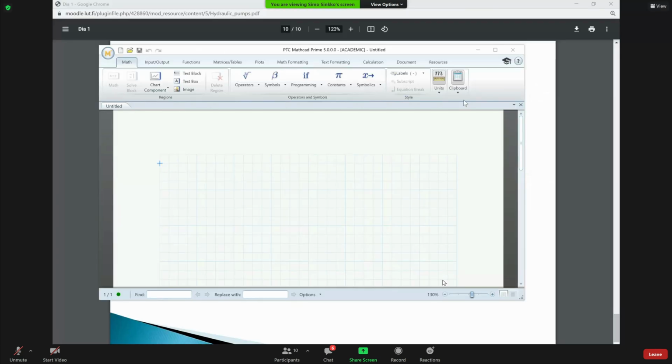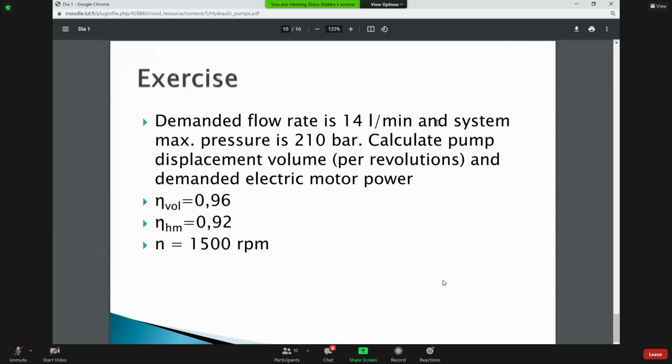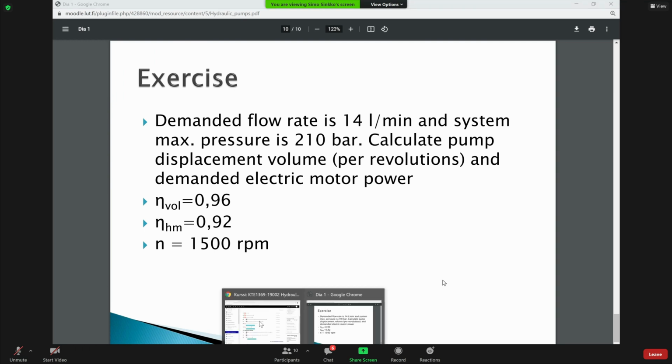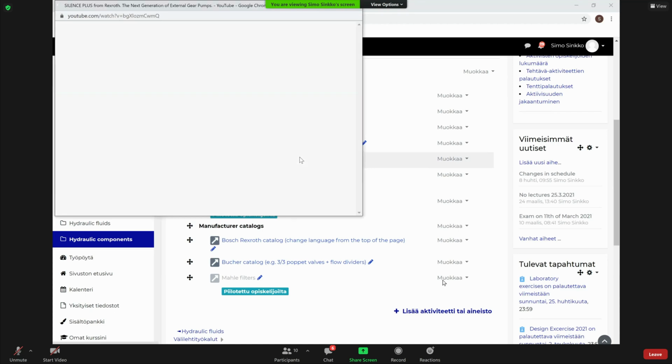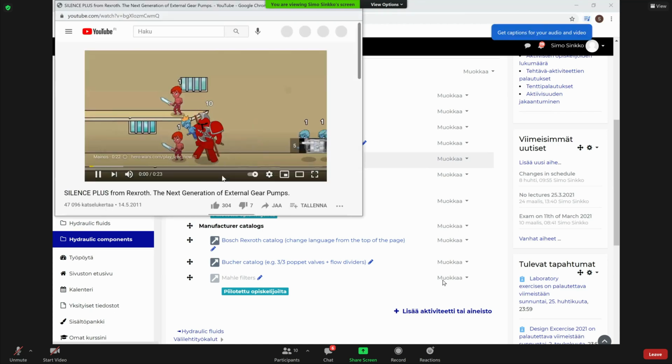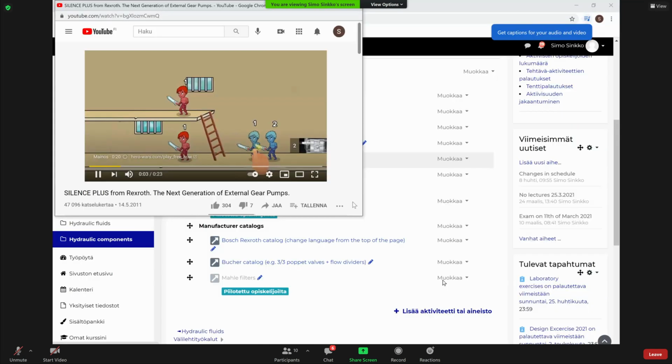So if we go back here, that was the last sheet, but I want to show you a couple of things. At first, about these pump types, I have a link to two different animations about the external gear pump and axial piston pump, and let's have a look how they work. Okay, we have some commercials. Nice.